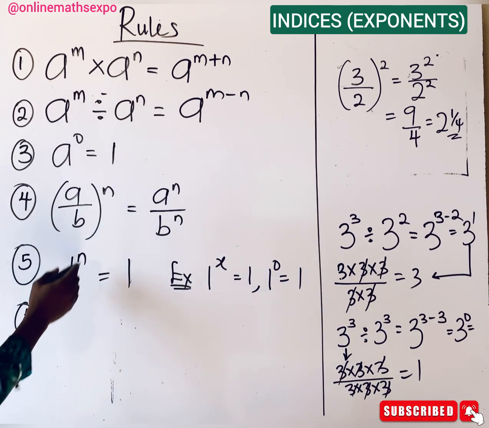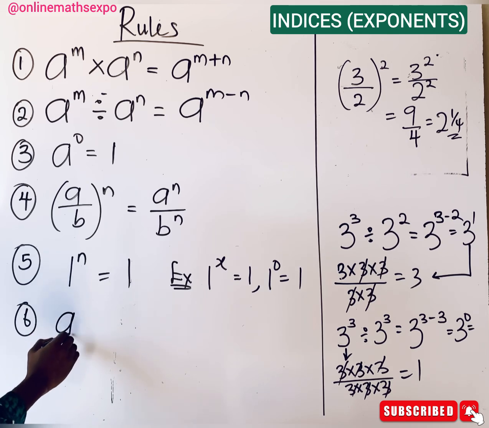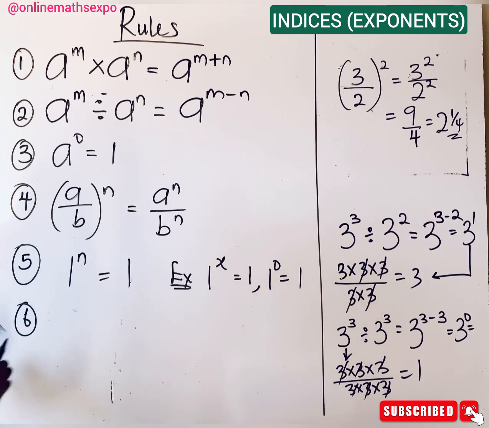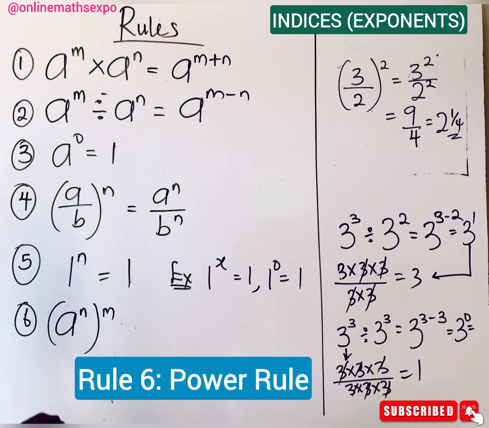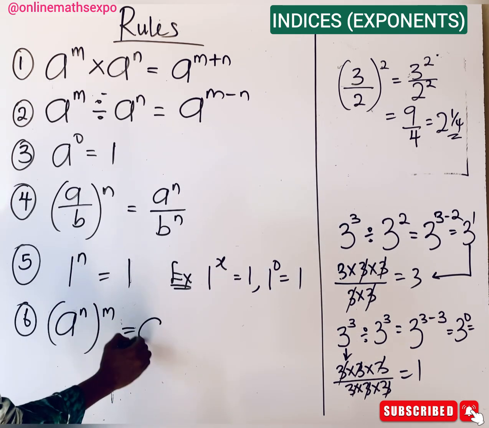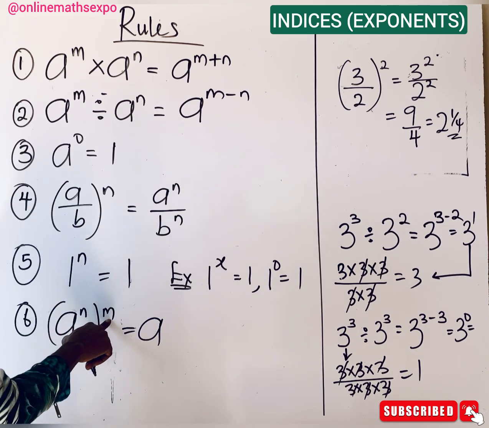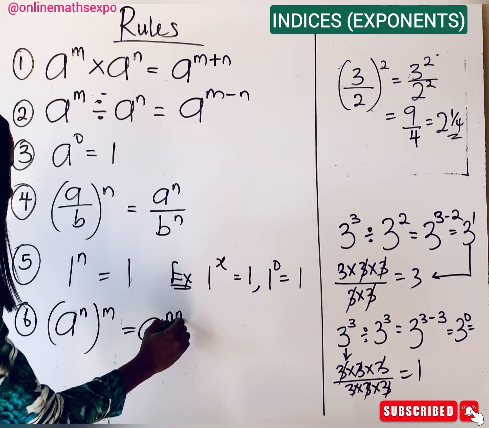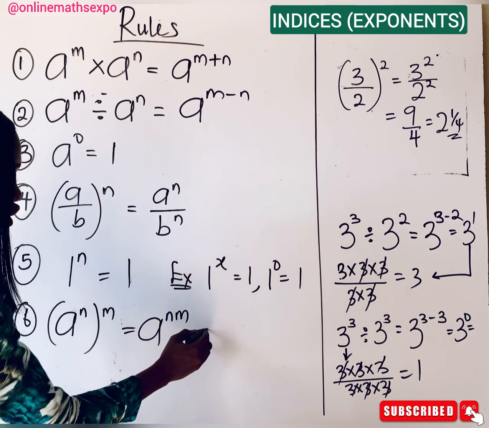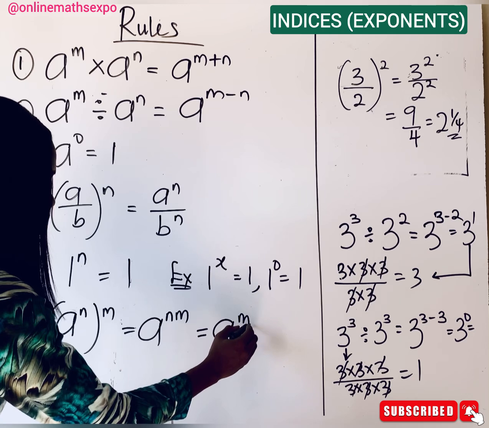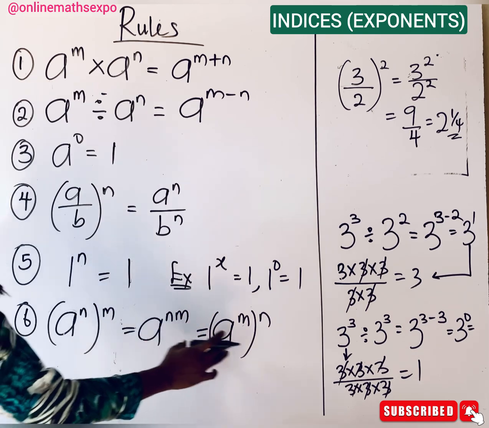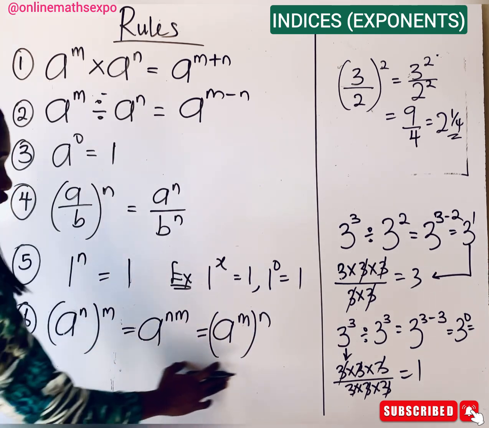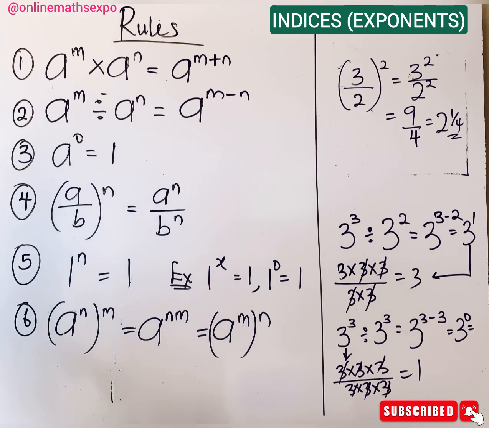And what does that rule say? It says if you have a raised to the power of n, and that is raised to the power of m, this a will be raised to the power of n and m. What does this mean? It means that the m will multiply n, and when it multiplies, it's going to give you nm. And it means it's going to be the same as a raised to the power m, then n. So this is the same as this, and this is also the same as this. So when you have it this way, you can also express it in any of these two forms. I hope that one is clear.